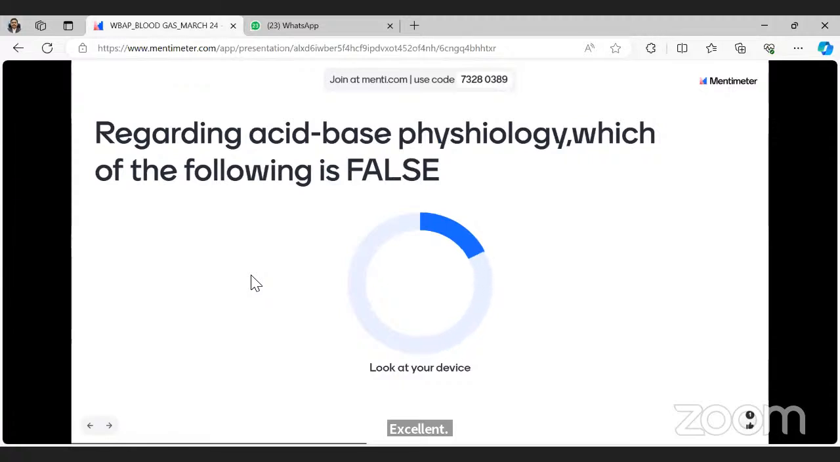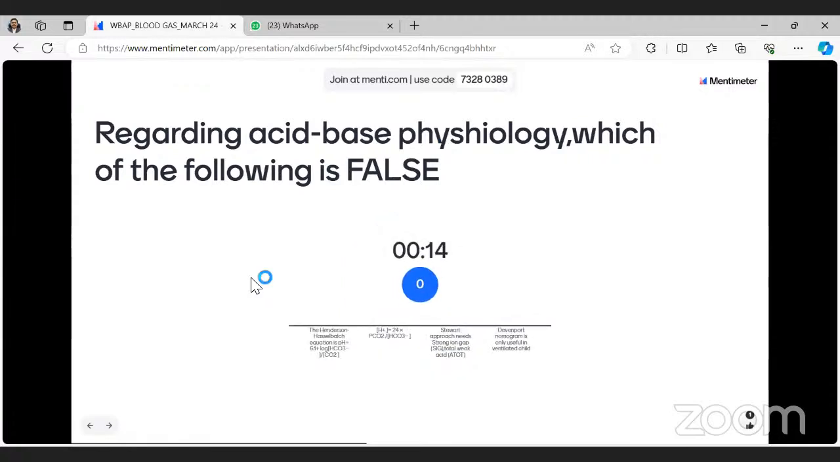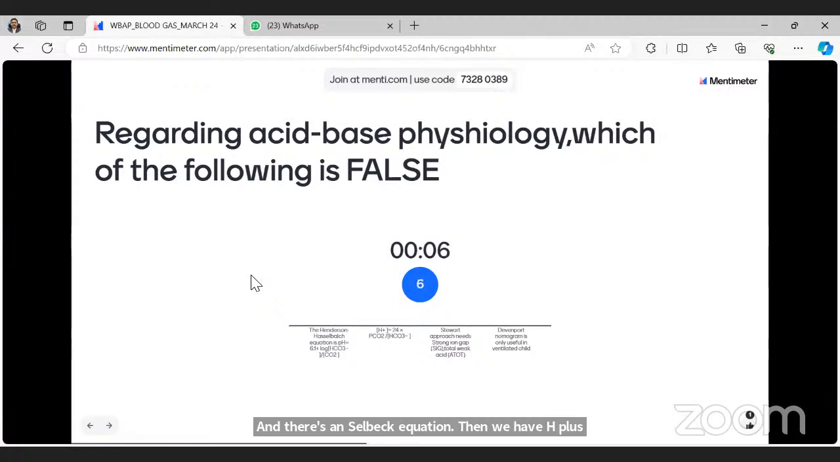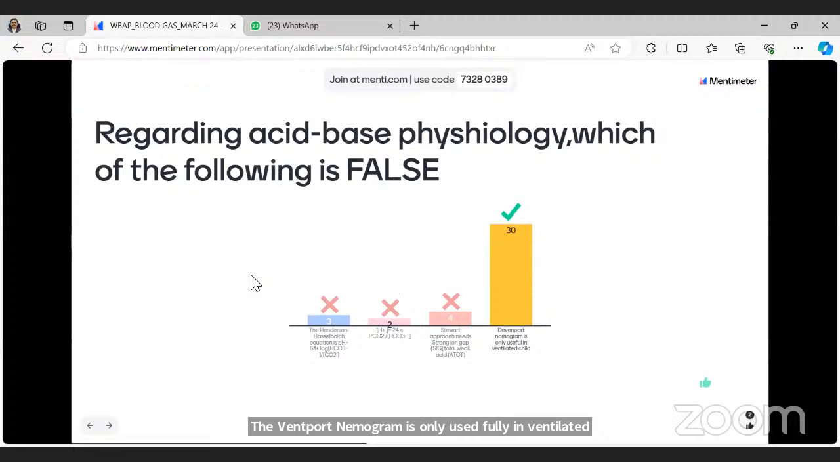Regarding physiology, which of the following is false? Henderson-Hasselbalch equation, then we have H plus. Then we have the Stewart approach, which needs the strong ion gap. Davenport nomogram is only useful in a ventilated child. Four options are there. So the Davenport nomogram can be used for others also.